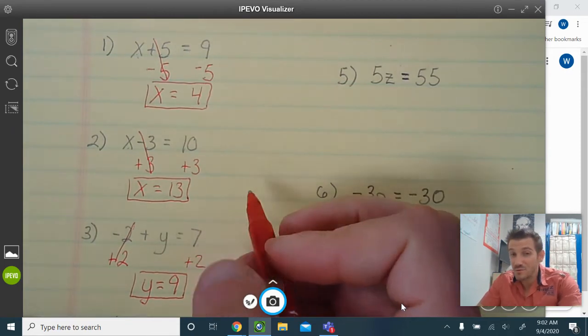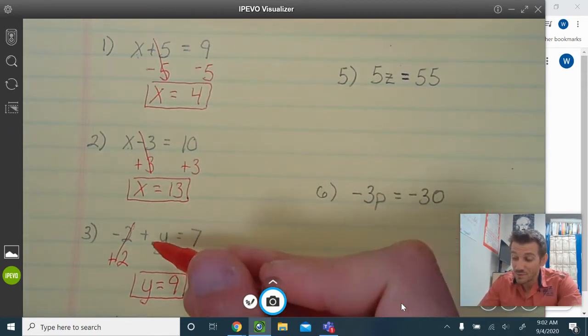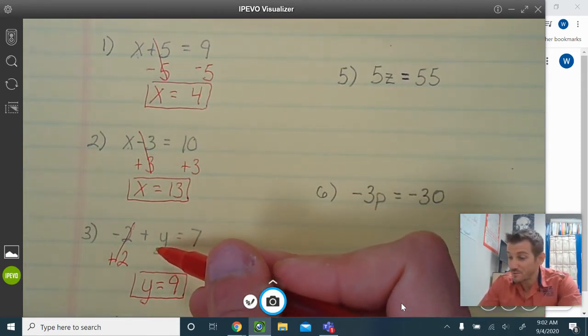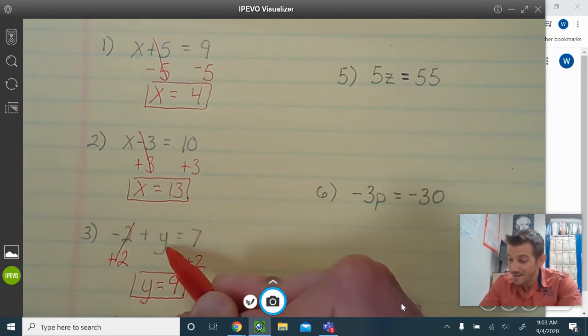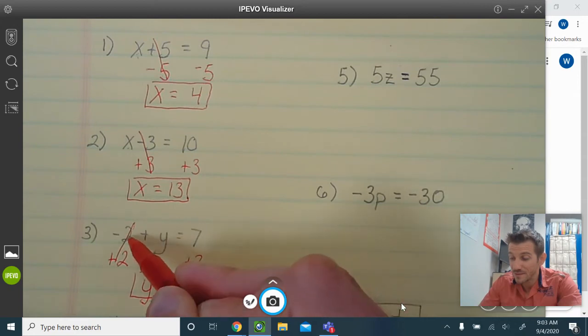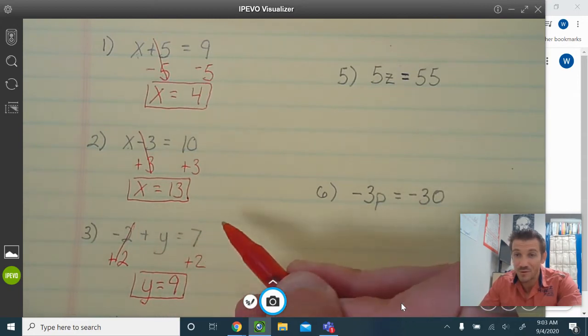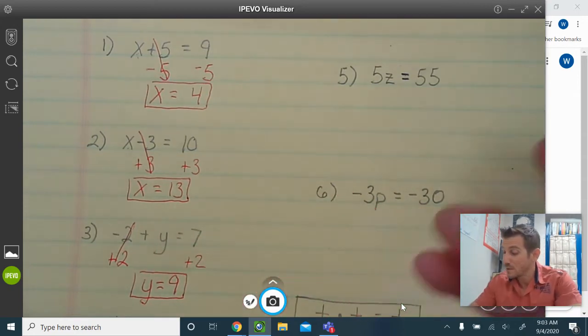And honestly, guys, if you need to, take your answer and plug it back in and just see if it works. For example, what is negative 2 plus 9? Well, negative 2 plus 9 is 7, so you know for a fact that you got the right answer.